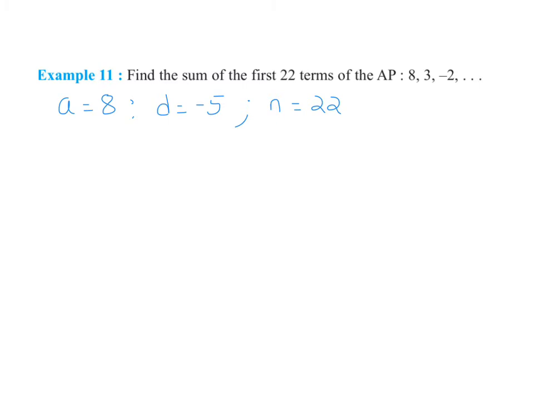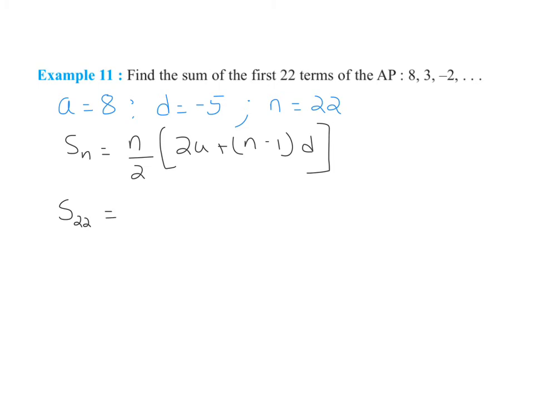So, we know these values. What is the formula to find the sum of n terms of an arithmetic progression? Sn is equal to n over 2 times 2a plus n minus 1 times d. This is the formula. We know all the variables, we just plug it in. So, S22 in that case is 22 over 2 times 2a, a is 8, plus n minus 1, n is 22, so 22 minus 1 times d, d is negative 5.